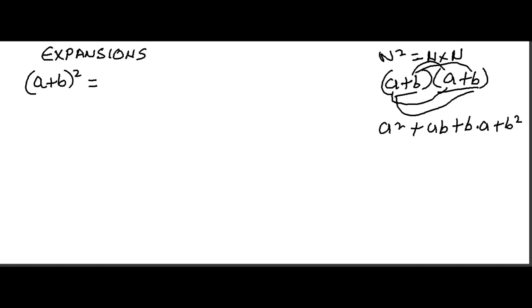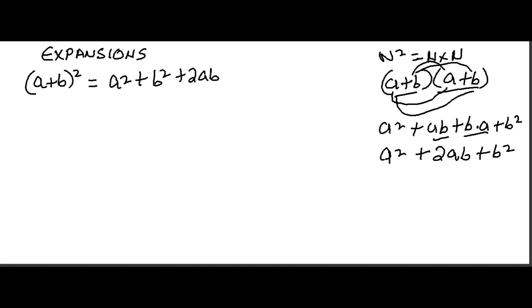So if you put this together, this will be a square plus 2ab. Why? Because this is ab and this is also ab, so ab plus ab is 2ab, plus b square. So here we get a square plus b square plus 2ab. I move on to the next one.